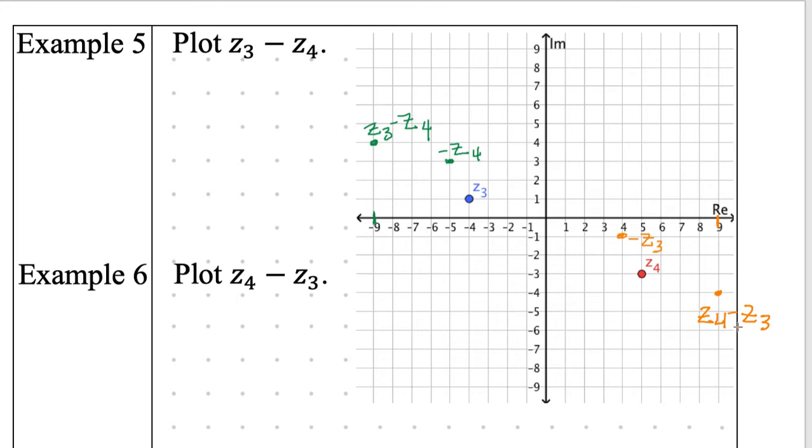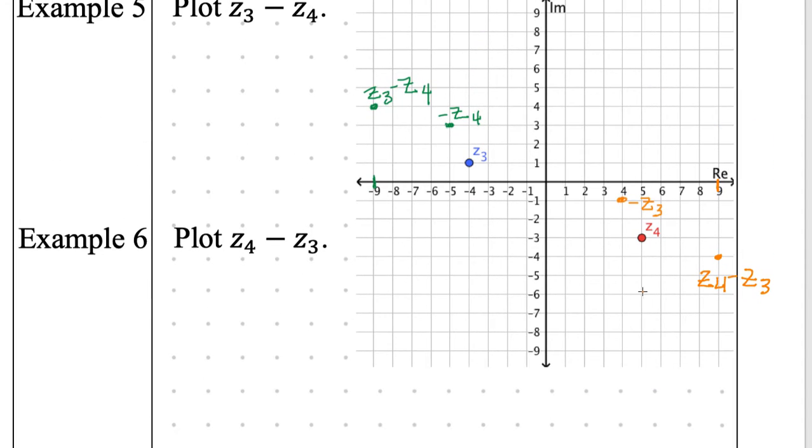We're done with the notes, but I'm curious, is there anything that you notice about z3 minus z4 and z4 minus z3? If you thought, hey, it's a 180 degree rotation, you are correct. Can anyone explain why? If anyone said, well, 180 degree rotation is the same thing as multiplying by a negative 1, that's exactly what you're doing. Let's check it out here.